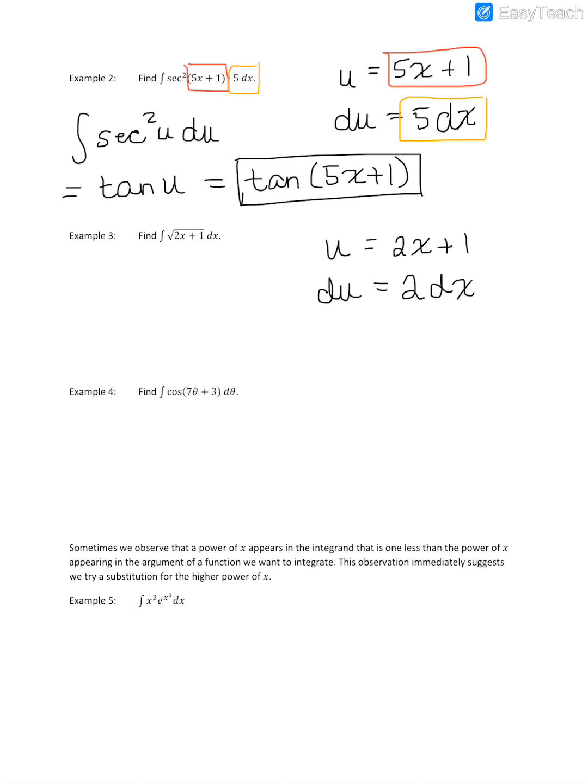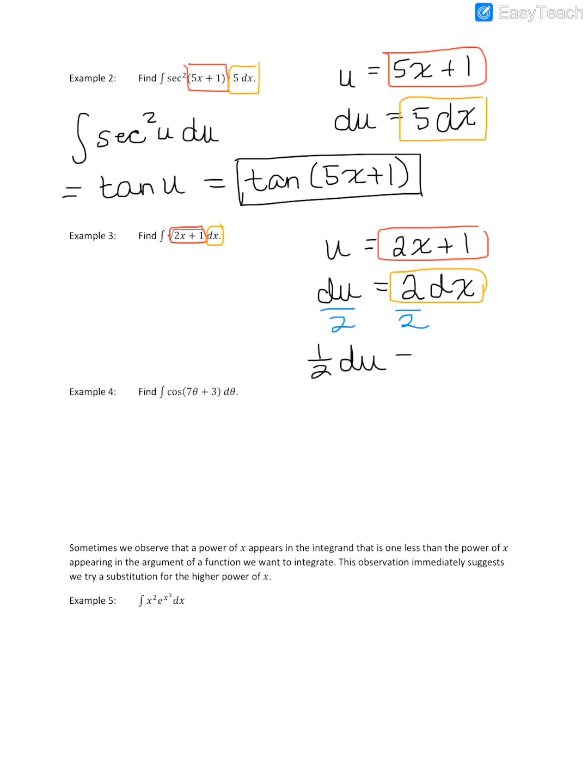So here is my 2x plus 1. That's going to go here. Here we have a little bit of a problem, because this is 2 dx and I only have a dx. I don't have a 2 dx. So in this case, what I actually want to do is divide the 2 over to the other side.